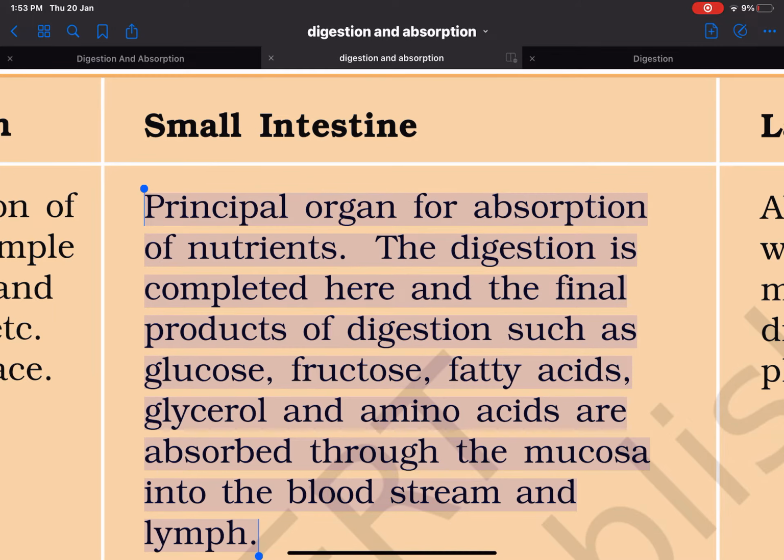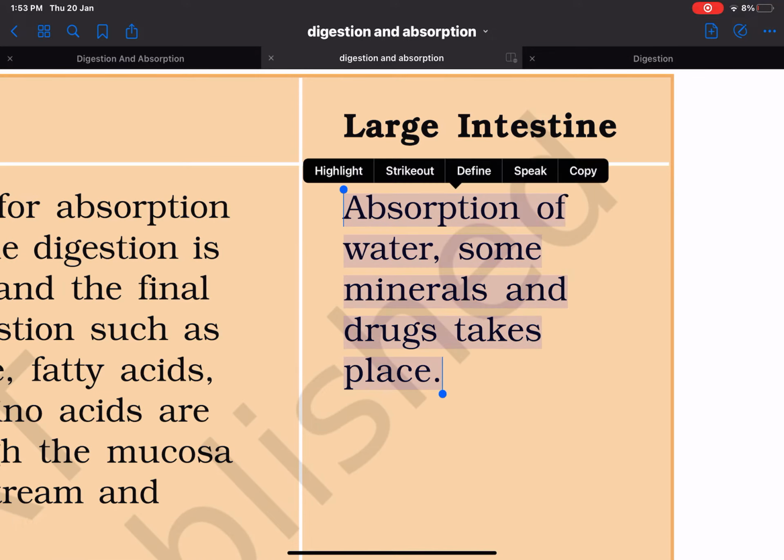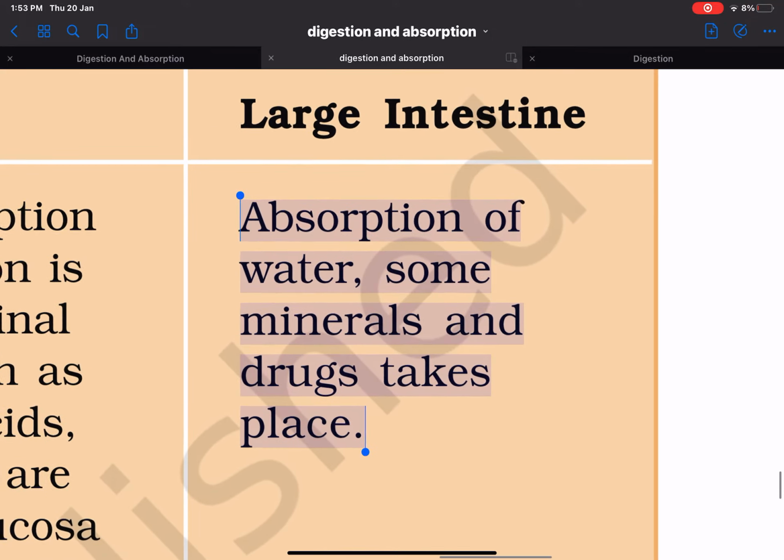Principal organ for absorption of nutrients. The digestion is completed here and the final products of digestion such as glucose, fructose, fatty acids, glycerol and amino acids are absorbed through the mucosa into the bloodstream and lymph. Absorption of water, some minerals and drugs takes place.